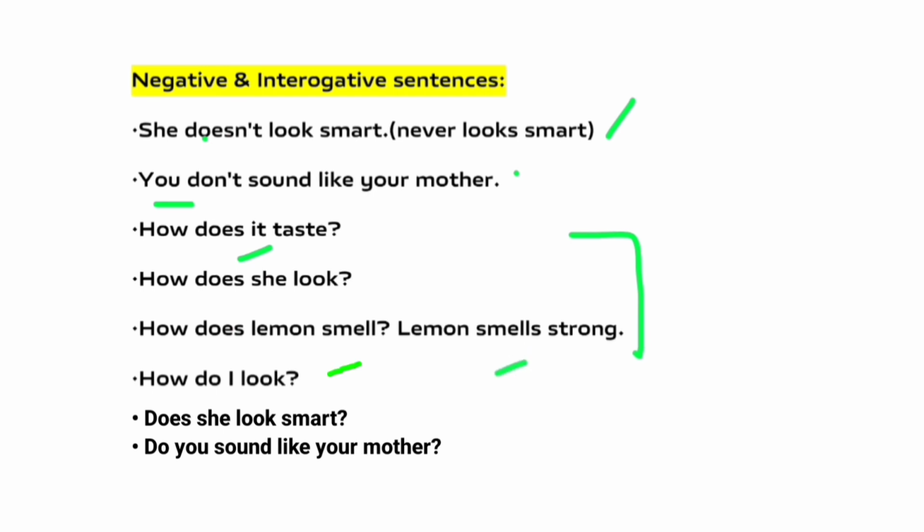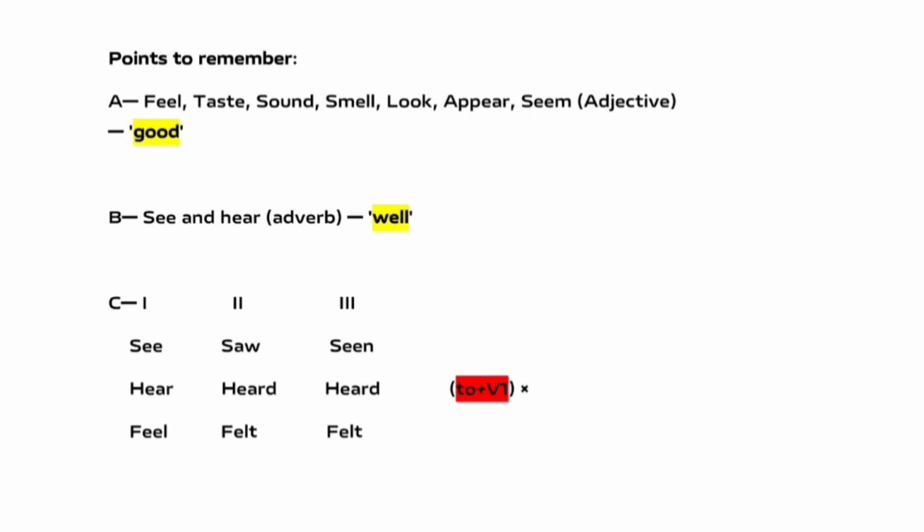Or how do I look? Or does she look smart? Or do you sound like your mother? Before we finish, we need to keep some points in mind. With verbs like feel, taste, sound, smell, look, appear, seem, they are always followed by an adjective, like good. We cannot use well with these words. But with see and hear, we always use well, which is an adverb. So keep that point in mind, because it is very important when you solve any error in your exams.